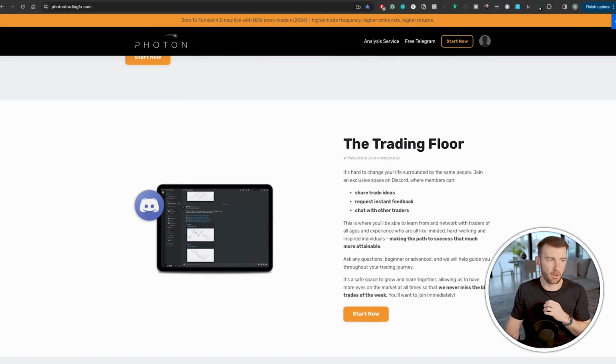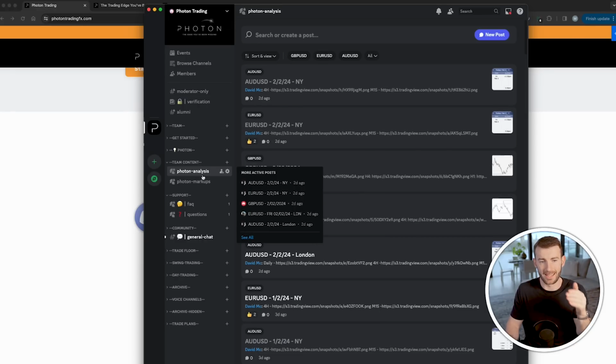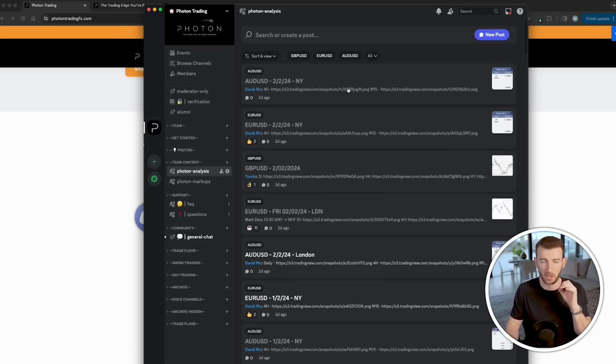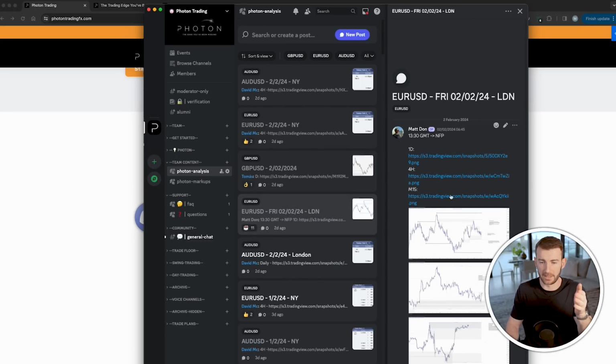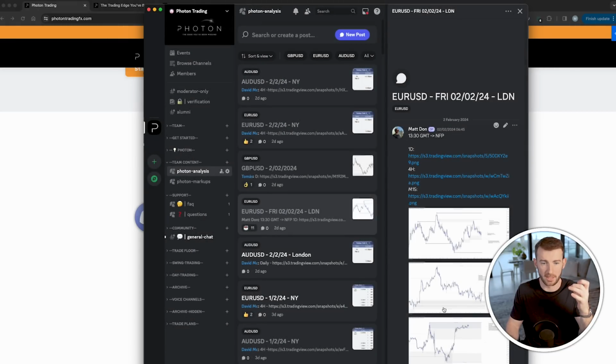And this is essentially our private community on Discord, okay? The main part of that that will be of interest to you is the Photon analysis. So this is where I post our pre-session analysis before both London and New York. Every single day, you'll get a full breakdown of what we're seeing, right, with annotations, highlighting the POIs that we're looking for, the points of interest, and our trade ideas. You guys will have our exact mechanical trade plan, our entry models. You will know exactly what we're looking for, whether or not we're going to execute those trades.